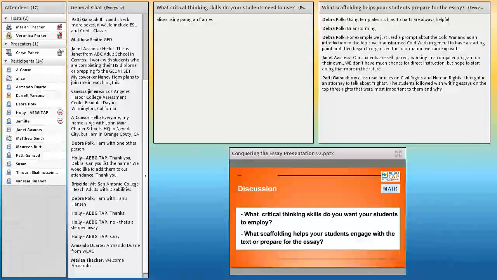Oh, Patty's mentioning that they read articles on civil rights and human rights. That's great. It's a great issue and it's an enduring issue, so that is great. And brought in an attorney to talk about rights. So they followed with writing essays on the top 3 rights that were most important to them and why. Terrific, right?